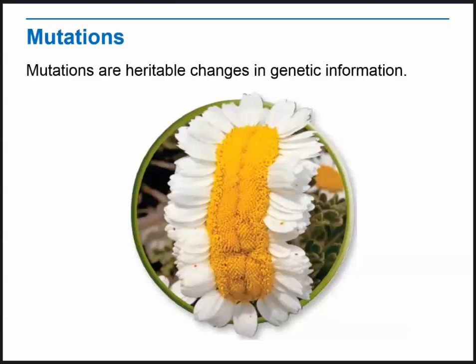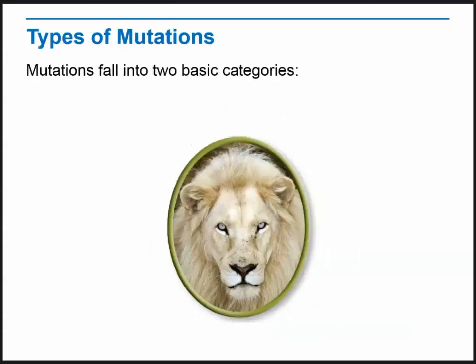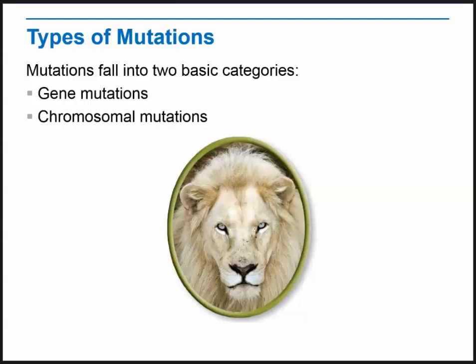The enlarged shape of the flower shown here is caused by a mutation that affects the growing regions of the flower tissue. Mutations come in many different forms. The flower shown on the previous slide and the lion shown here are just two of countless examples. All mutations fall in two basic categories: gene mutations and chromosomal mutations.